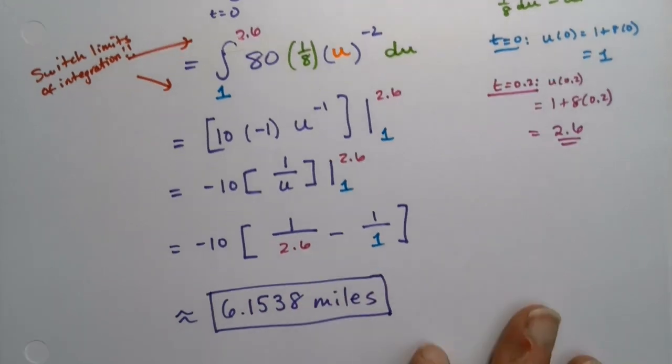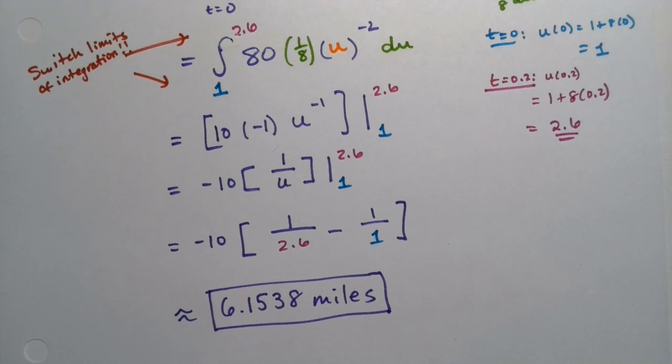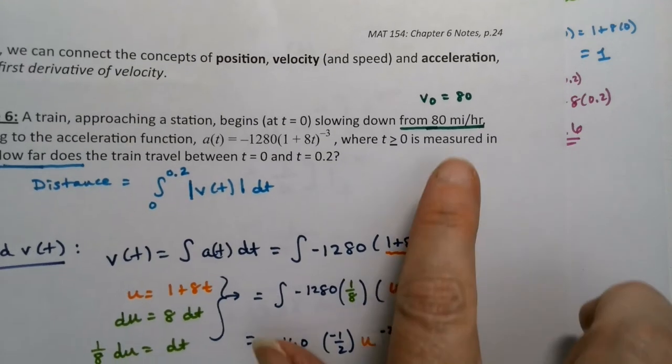And of course, it's miles because it's distance. And this is a train that was working in miles per hour. So because it was in miles per hour, it has to be miles for our distance.